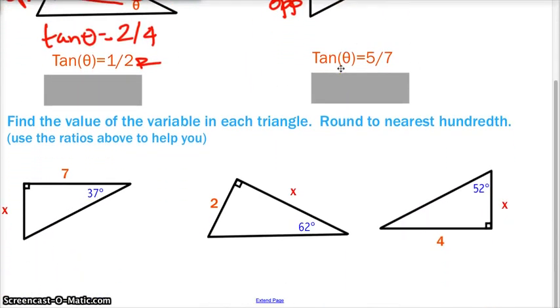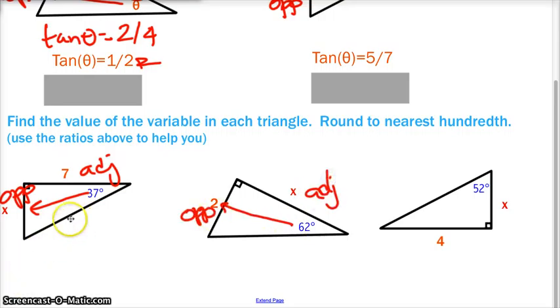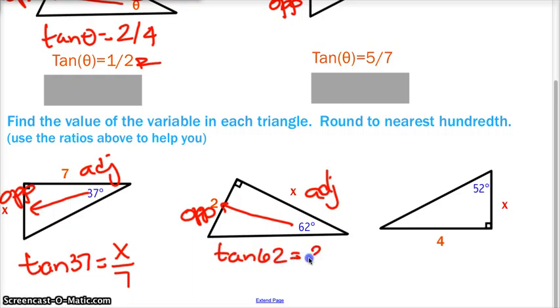Find the value of the variable in each triangle. I'm going to start by labeling. Opposite, adjacent, opposite, adjacent. So when I set up my tangent ratio, the tangent of 37 equals the opposite value over the adjacent value. The tangent of 62 equals the opposite value over the adjacent value.